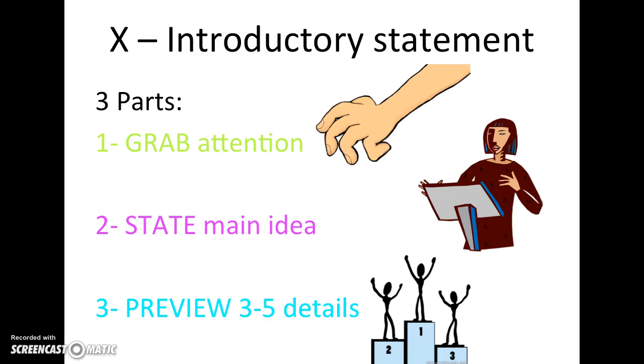After that is state your main idea and preview the 3 to 5 details that are going to be in your paragraph. You should always have at least 3. Sometimes you may have up to 5. You really shouldn't have more than that for a paragraph because it gets too long at that point.